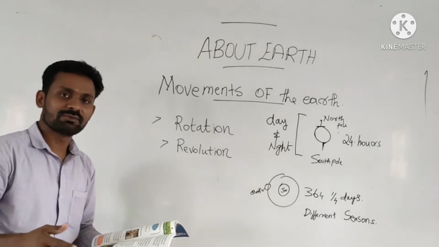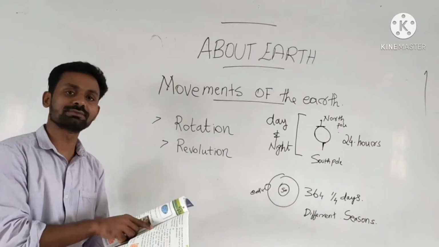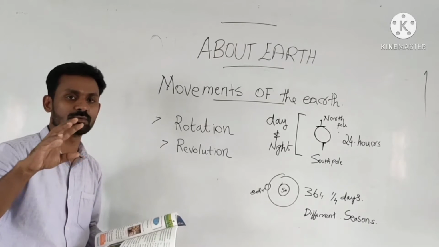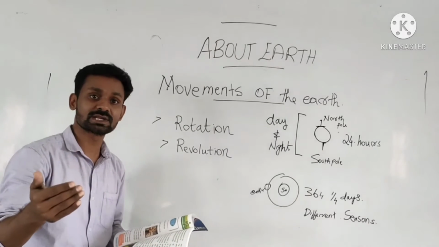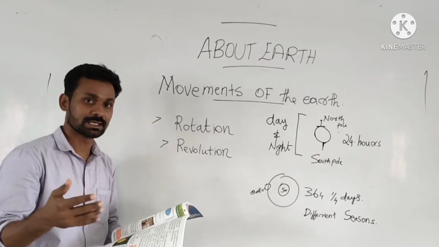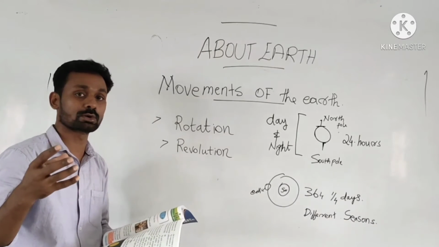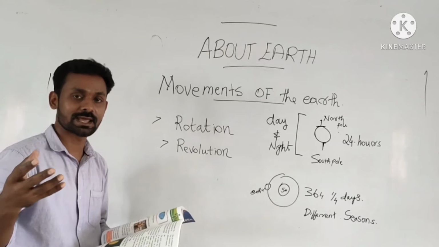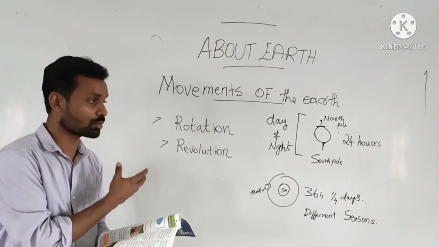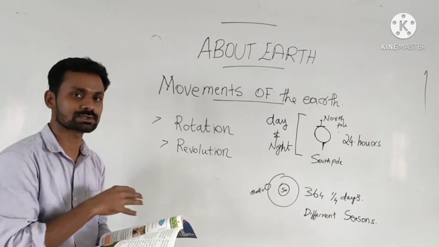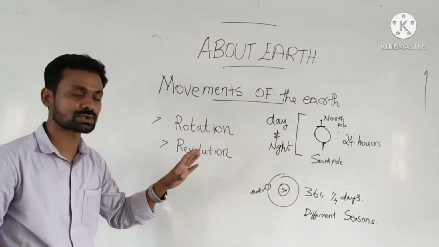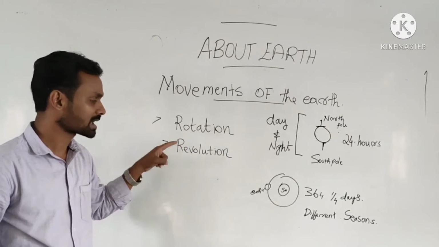Okay, next subheading, we will go through the movements of the Earth. Here two things you have to remember. Two types of movements are there. One is rotation. Next one is revolution. I will explain. In the previous chapter also we studied what is rotation and what is revolution. If you remember that, surely you will remember them. So the Earth has two types of movements: rotation and revolution.